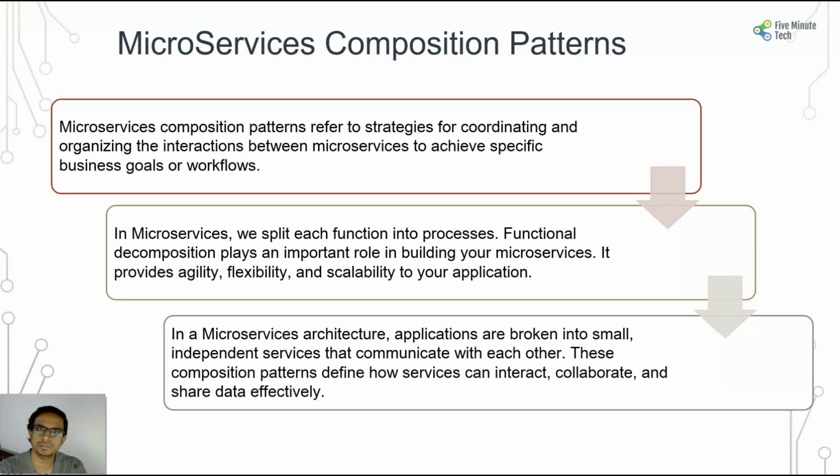What are microservice composition patterns? They are strategies for coordinating and organizing the interactions between the microservices to achieve specific business goals or workflows. In microservices, we split each function into processes, and functional decomposition plays an important role in building your microservices. It provides agility, flexibility, and scalability to your application. In microservice architecture, applications are broken into smaller independent services that communicate with each other, and these composition patterns define how services can interact, collaborate, and share data effectively.